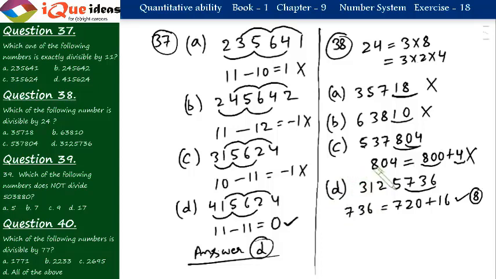So 3 plus 1, 4 plus 2, 6 plus 5, 11 plus 7, 18 plus 3, 21 plus 6, 27. So the sum of digits is 27. So this number is divisible by 3 also. Hence this number is divisible by 24. 3 into 8, that is 24. So the answer of this question is D option. You can't go without checking completely. Alright?